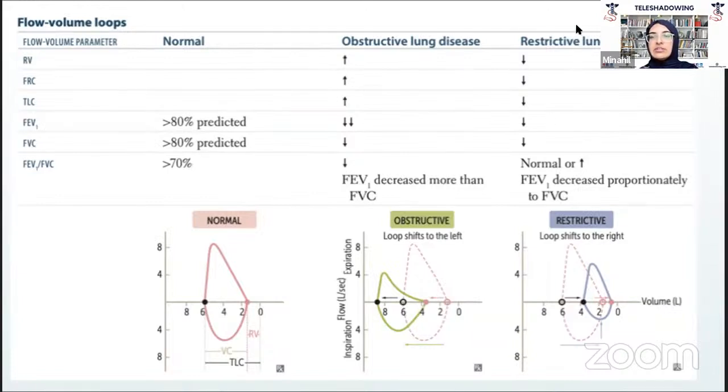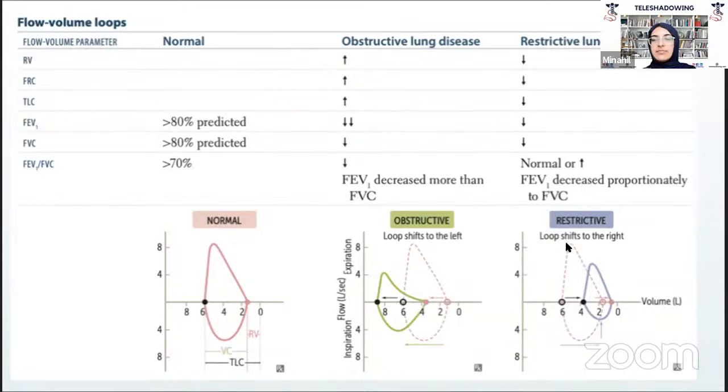Whereas on the other hand, in restricted lung disease, you see it's all decreased. So here you can see the loop actually shifts to the right, and that indicates reduced lung volumes, and the shape is similar to normal, right? You still have that steep peak, and then a linear decrease, so it's decreasing proportionally. But it's overall all decreased, right?